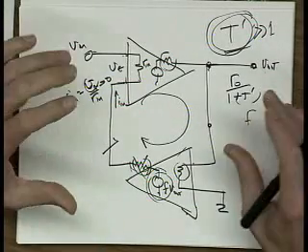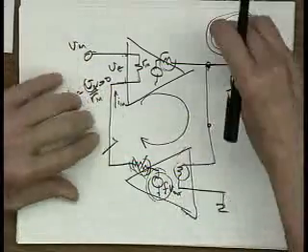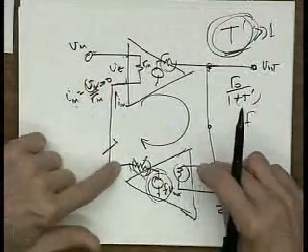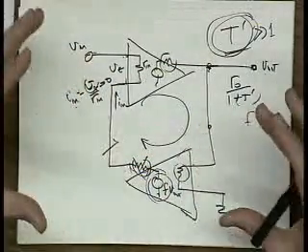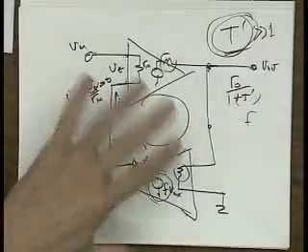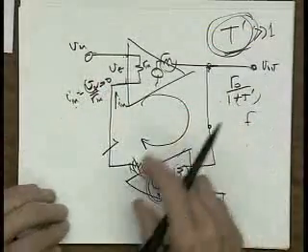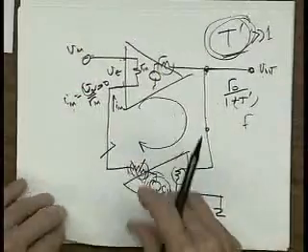So we include the effects of the loading to get T prime. When we're worried about the F factor, we assume that we have the feedback in operation and we don't see the effects of the loading as far as the feedback operation itself.